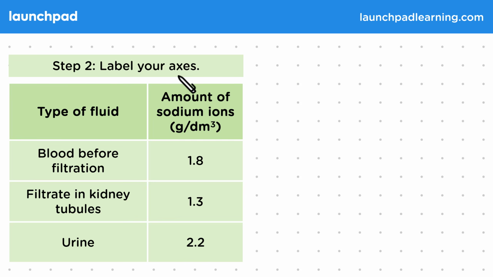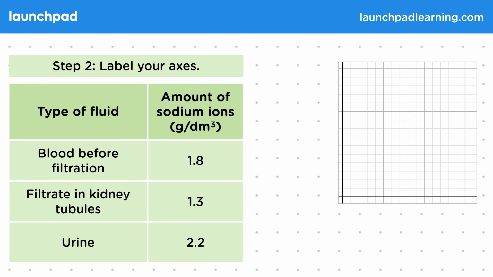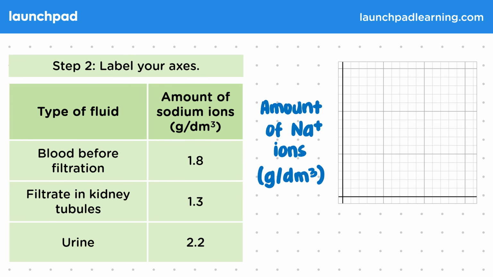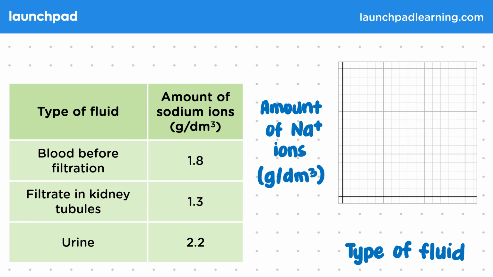Step 2, label your axes. So the amount of sodium ions is going to go on the y-axis, and remember to put the units for this. And on the x, we're going to put the type of fluid. Remember, it's the convention that the column on the left goes on the x-axis. What do we do next?